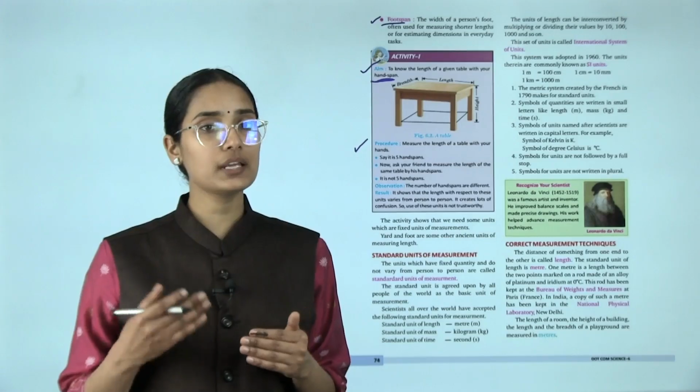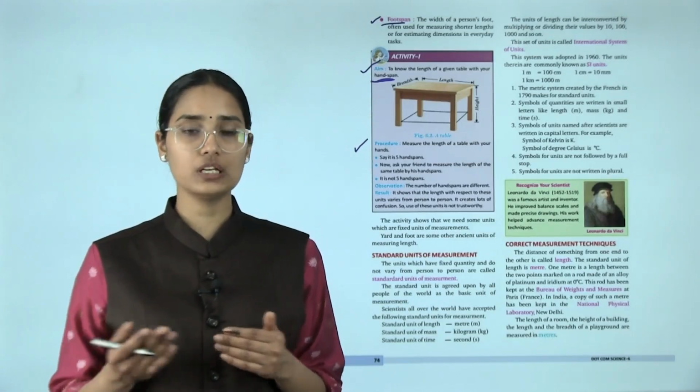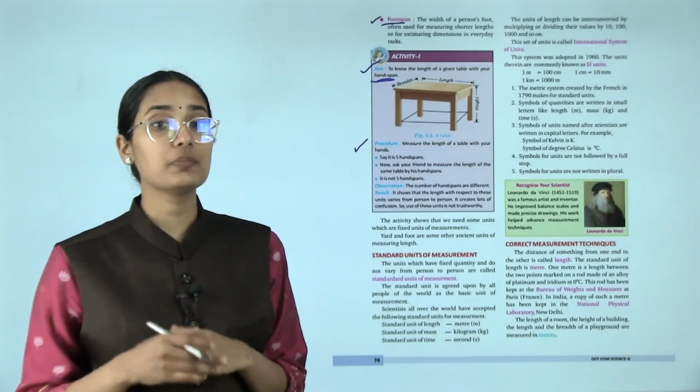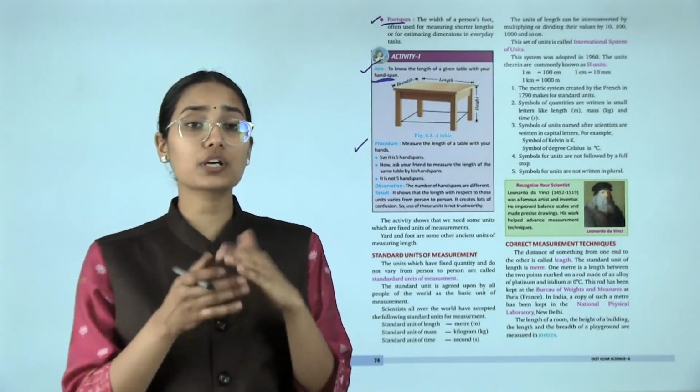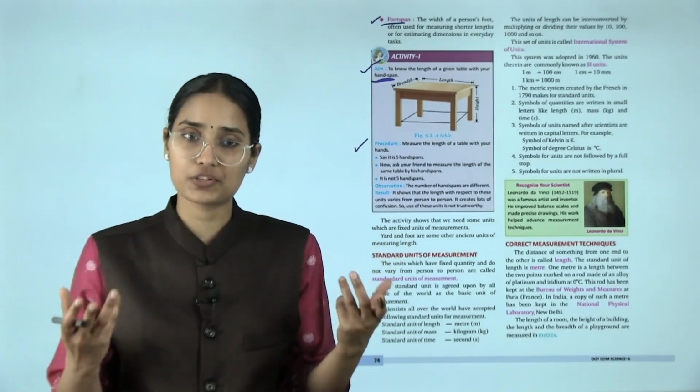Yard and foot are some other ancient units of measuring length. So then people thought of making some fixed units of measurement, which can be used across the world and show the same measurement.